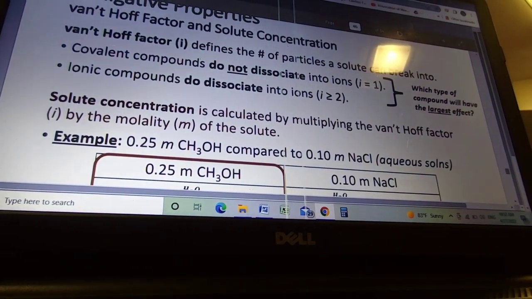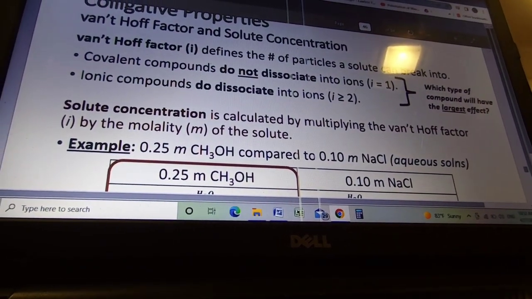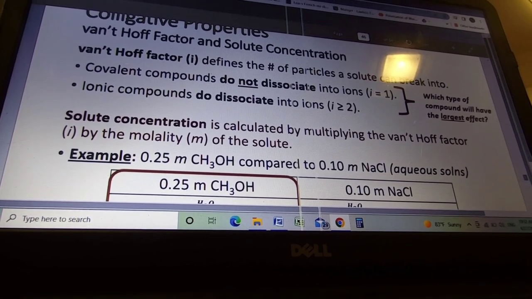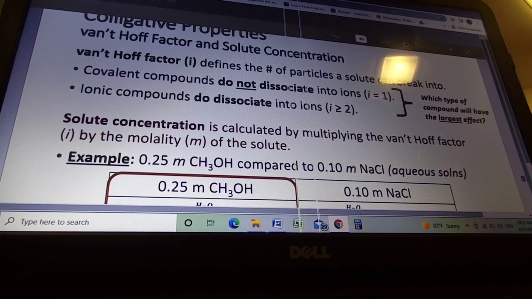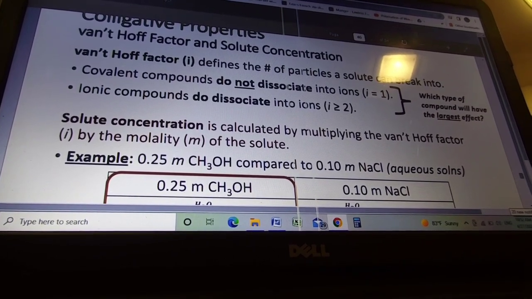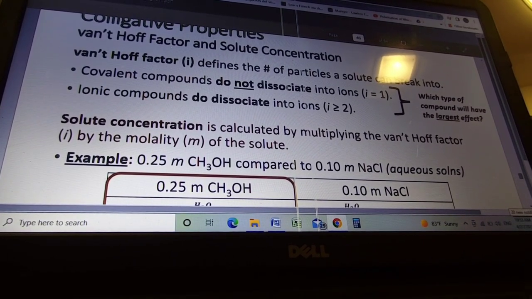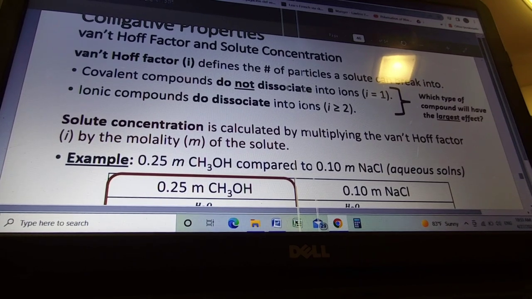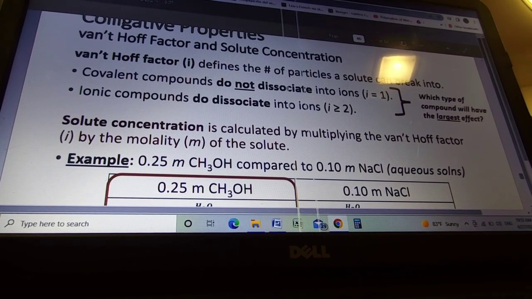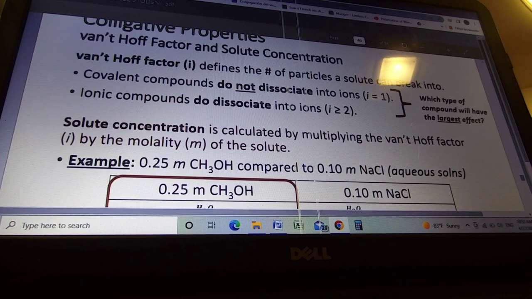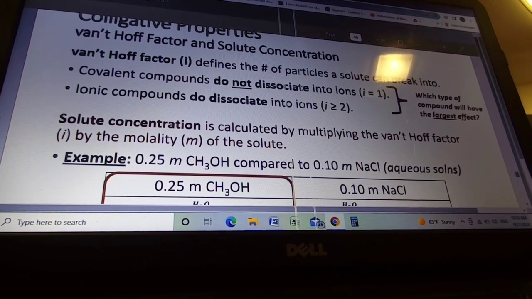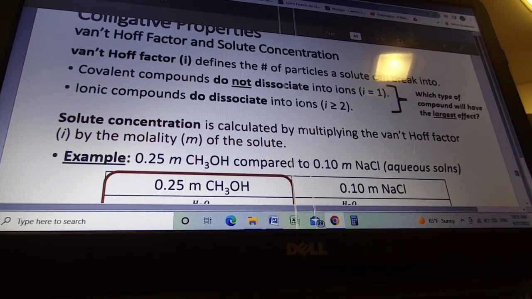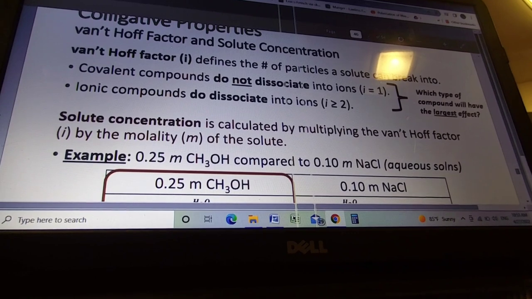The factor is 2. For our particle concentration, we take 2 times 0.1, and we get 0.2 more. Which one of these has a higher solute concentration in solution? The methanol. Which is really surprising because you would have guessed the NaCl. You can only make a determination based on the number of particles it breaks apart into if the concentrations are the same. If these were both 0.2 molar, then the one with the larger van 't Hoff factor would be higher.